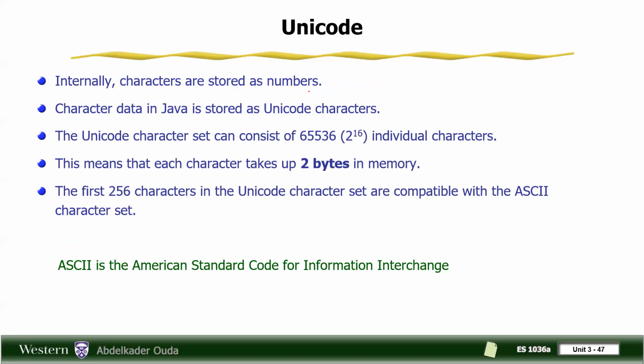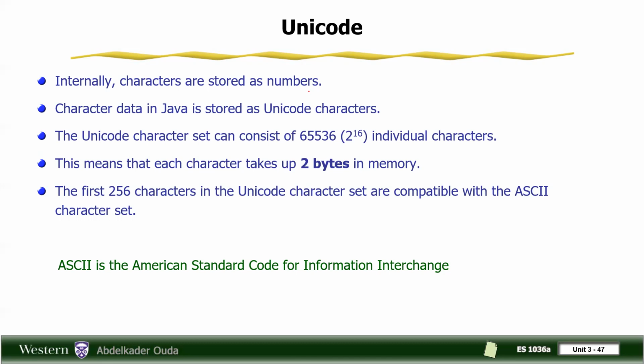Unicode. What is Unicode? Internally, characters are stored as numbers. Character data in Java are stored as Unicode characters. The Unicode character set can consist of 65,536 individual characters, which is 2 to the power 16. This means that each character takes up 2 bytes in memory. The first 256 characters in the Unicode character set are compatible with the ASCII character set.